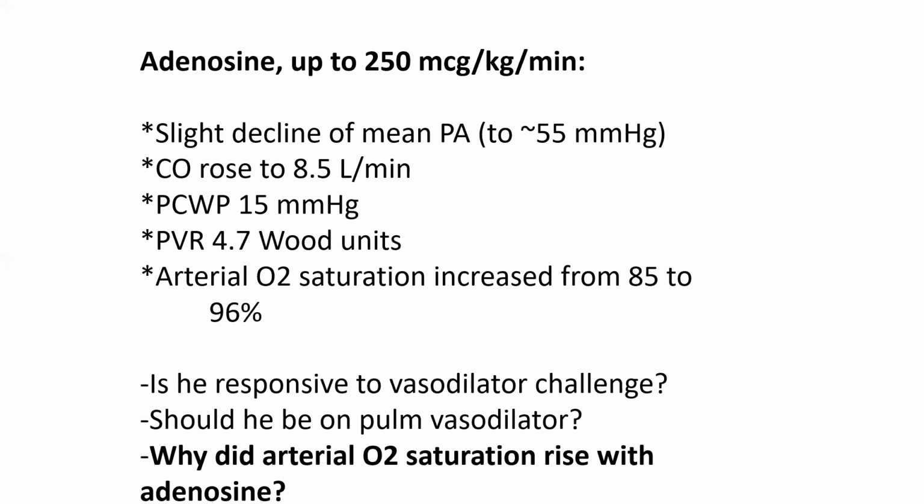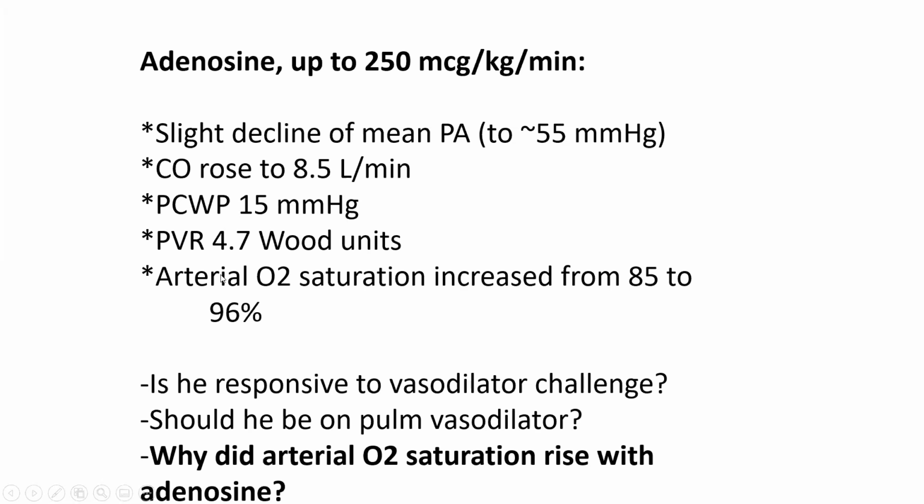So we gave her adenosine. Okay, the PA pressure declined slightly. The mean PA went to 55. Cardiac output rose, as is the case in patients with cardiac output reserve. Always with the vasodilator, you will raise your cardiac output unless you have no cardiac output reserve, which is horrible. Horrible prognosis, means your RV is shut down.